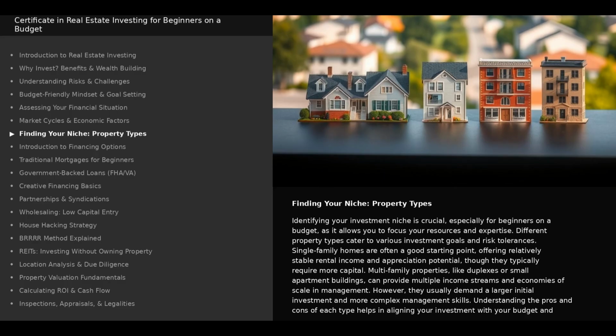Single-family homes are often a good starting point, offering relatively stable rental income and appreciation potential, though they typically require more capital. Multi-family properties, like duplexes or small apartment buildings, can provide multiple income streams and economies of scale in management. However, they usually demand a larger initial investment and more complex management skills. Understanding the pros and cons of each type helps in aligning your investment with your budget and objectives.